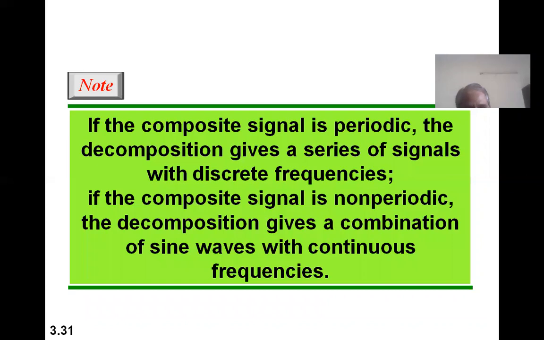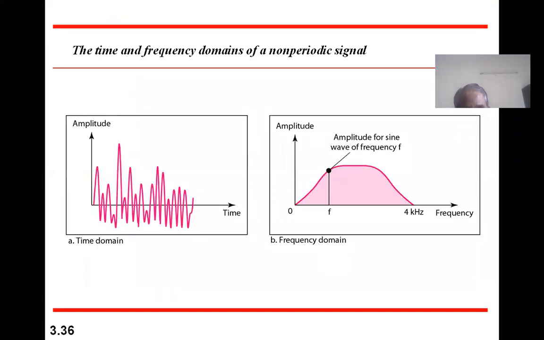If the composite signal is non-periodic, please remember that, the decomposition gives a combination of sine waves with continuous frequencies. This is the difference. Now look at a composite signal which is non-periodic. When you decompose it using Fourier analysis, it gives a range of continuous frequencies. Normally, whatever data we are transferring is always non-periodic. Very rarely are they periodic. So that's why this becomes very, very important.